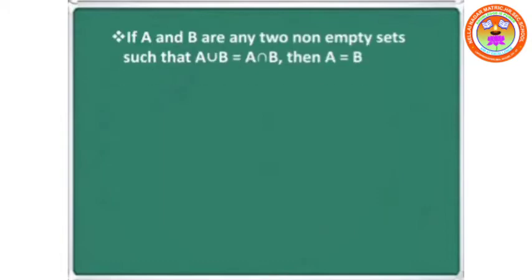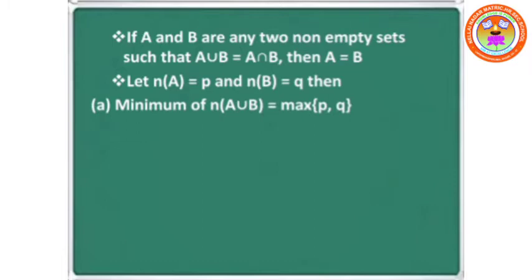If A and B are any two non-empty sets, then A union B is equal to A intersection B when A is equal to B. Let n of A equal P and n of B equal Q, then the minimum of n of A union B is the maximum of P and Q.